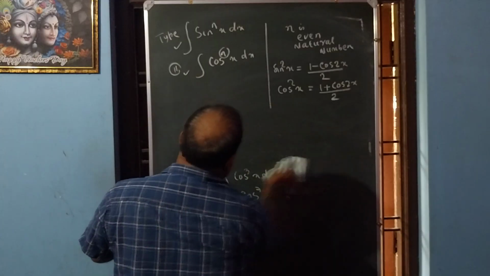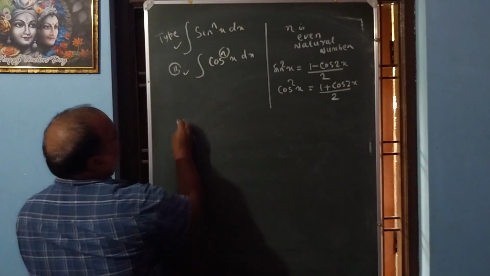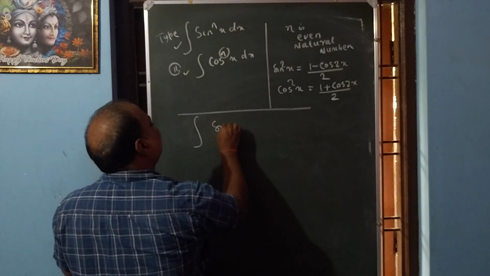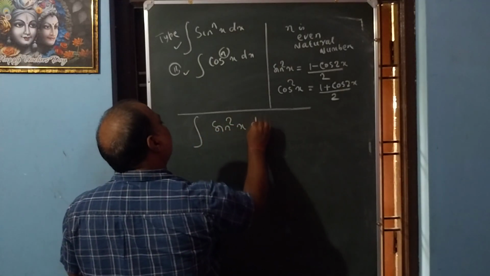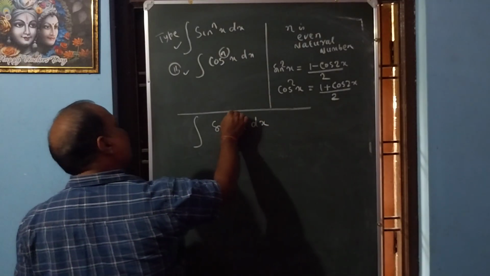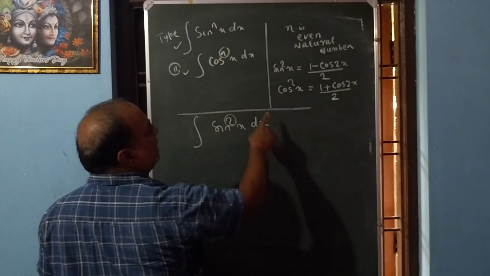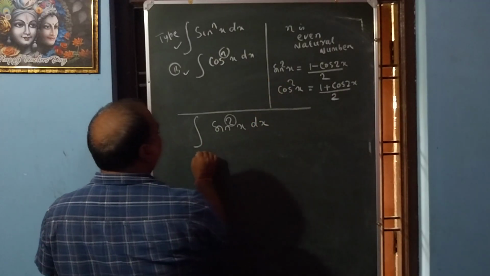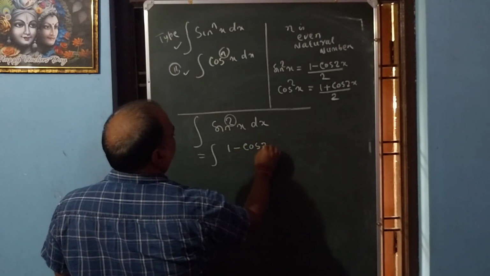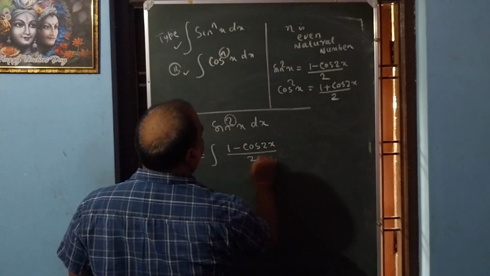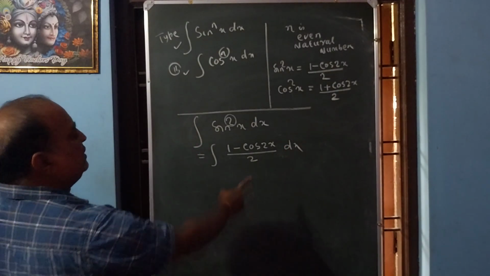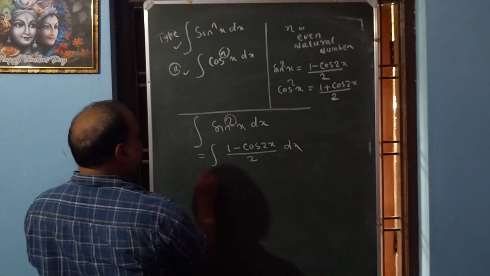One example. Write down one example: integration of sin square x dx. How can you do it? Here n is even, so you have to rationalize this: sin square x is equal to 1 minus cos 2x by 2, whole into dx. Okay, so 1 by 2 is the constant that will come outside of the integration.